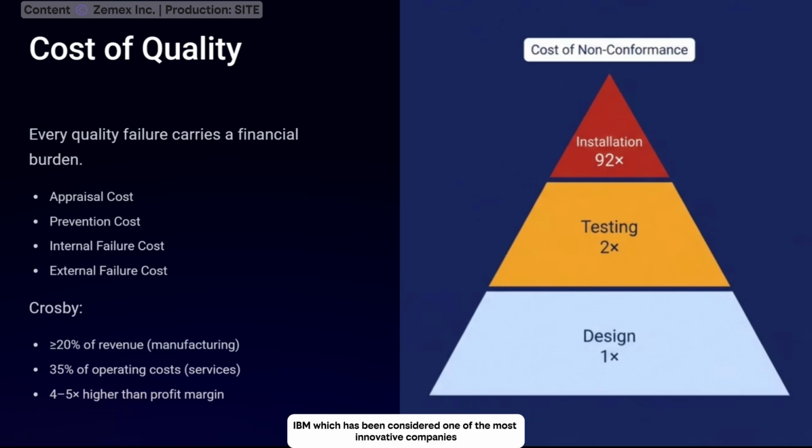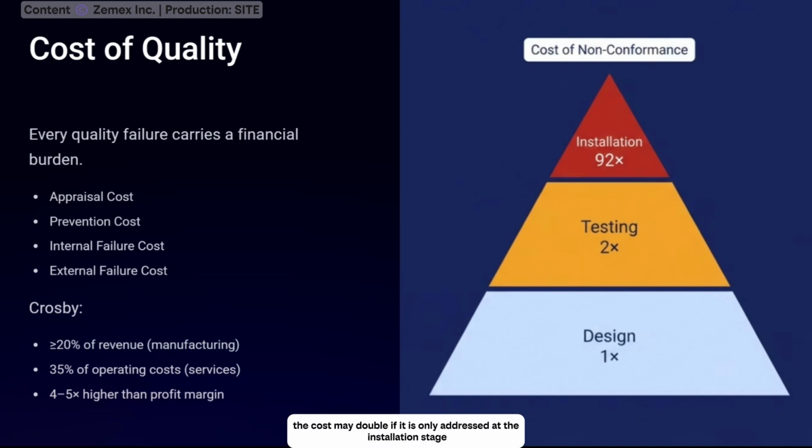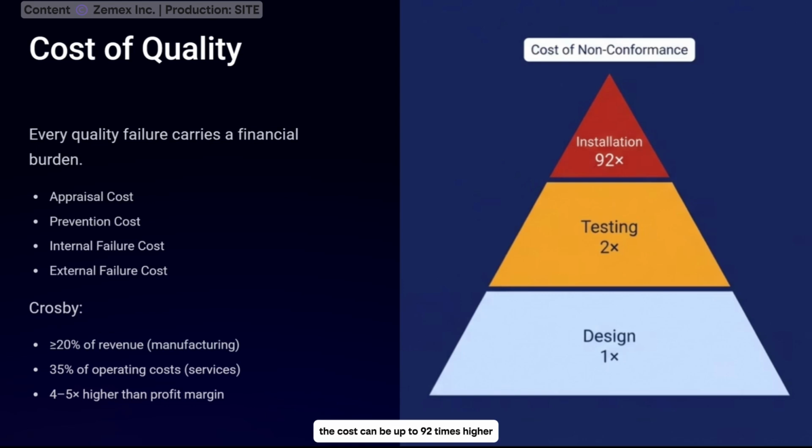IBM, which has been considered one of the most innovative companies, reported that it may cost only $1 to fix a potential quality issue at an early stage, such as during the design phase. However, if the issue is detected later during testing, the cost may double. If it is only addressed at the installation stage, the cost can be up to 92 times higher. This clearly shows that it is far more effective to identify and fix quality issues as early as possible.